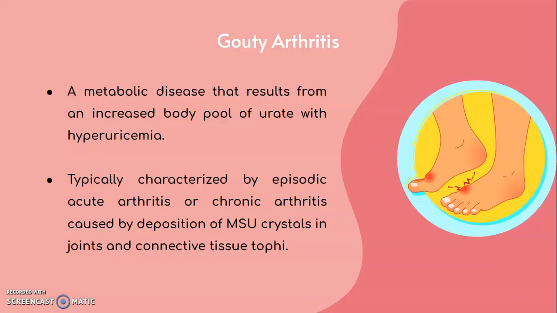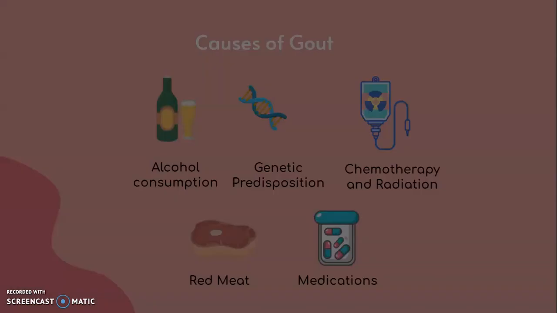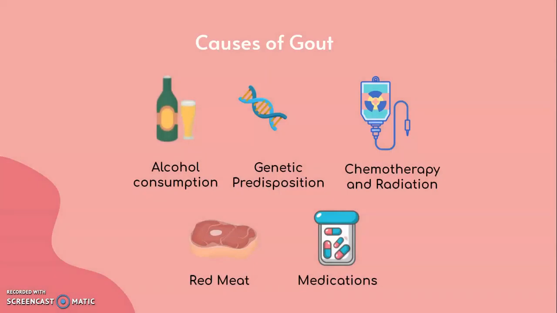On the other hand, gout is typically characterized by episodic acute arthritis or chronic arthritis due to the deposition of monosodium urate crystals in joints and also in connective tissue. And when these crystals deposit in connective tissue, they are called tophi. Alright, let's move on to the causes of gout.